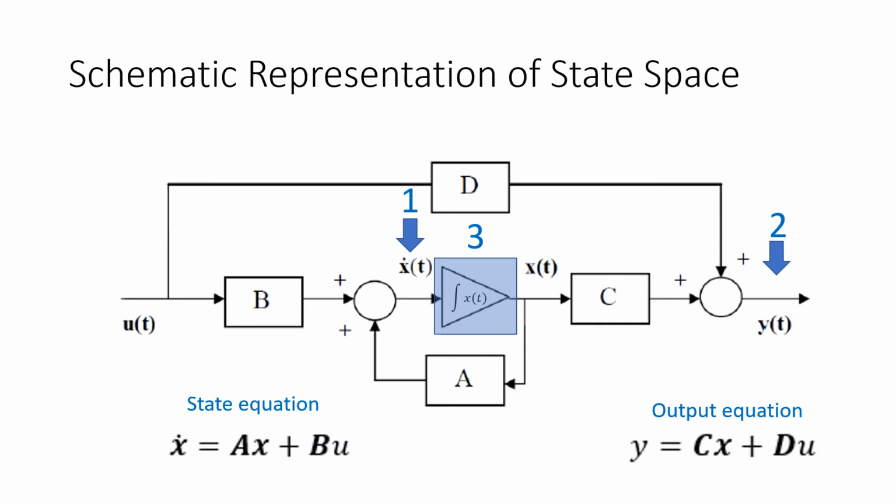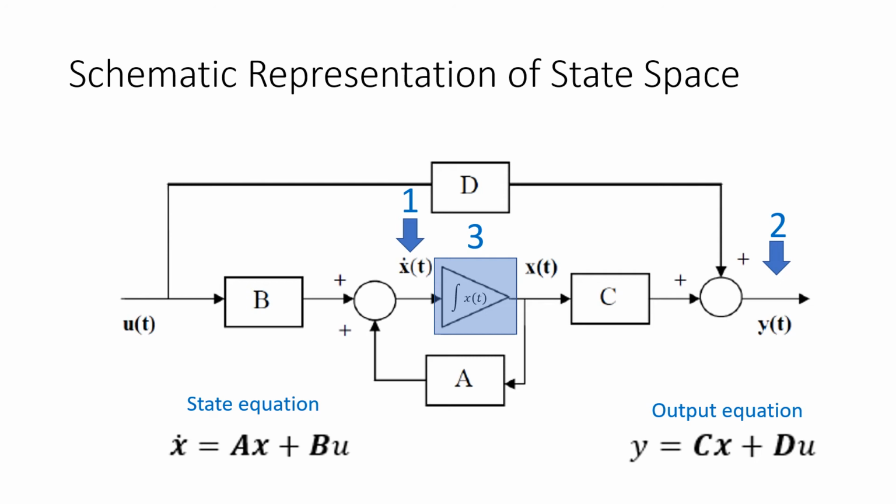State space representation can also be represented using a schematic diagram. So this is the schematic diagram of a state space representation. You can obtain the state equation by referring to the x dot signal labeled as 1. So it is the summation of the signals Ax plus Bu. And you can obtain the output equation from the output signal labeled as 2. So it is the summation of Cx plus Du.